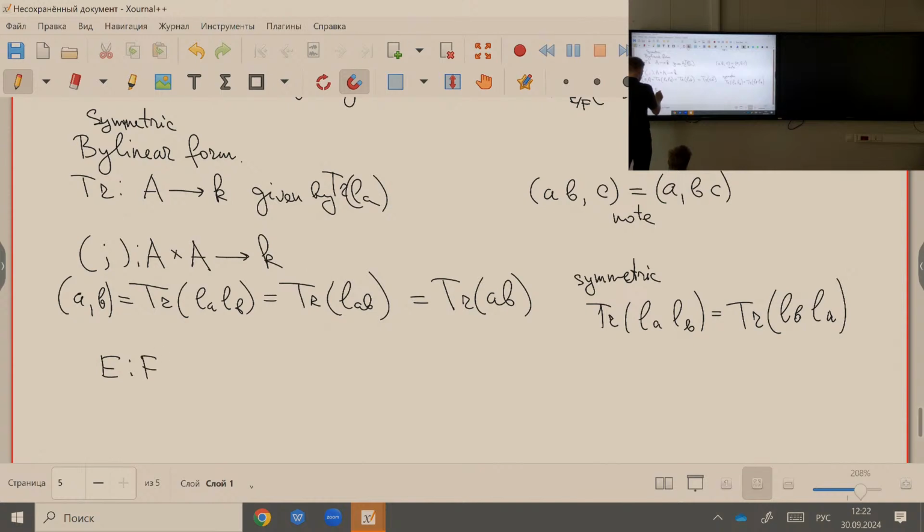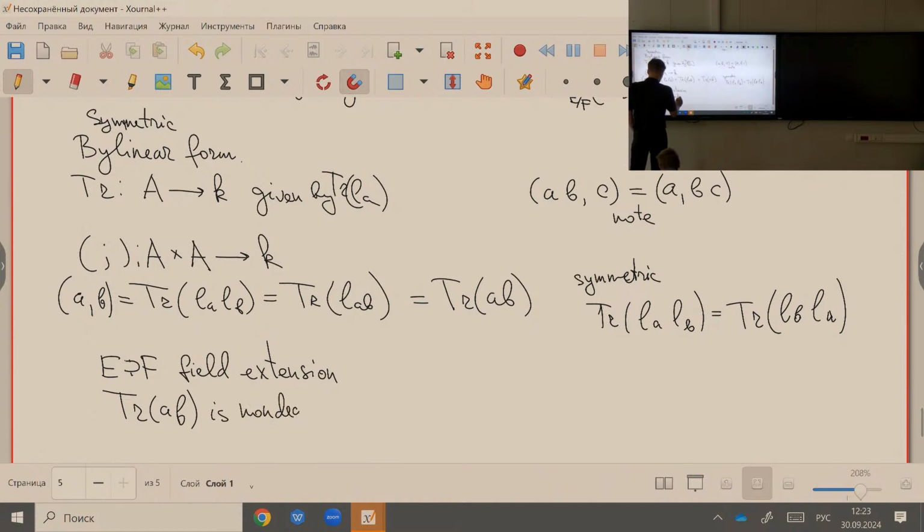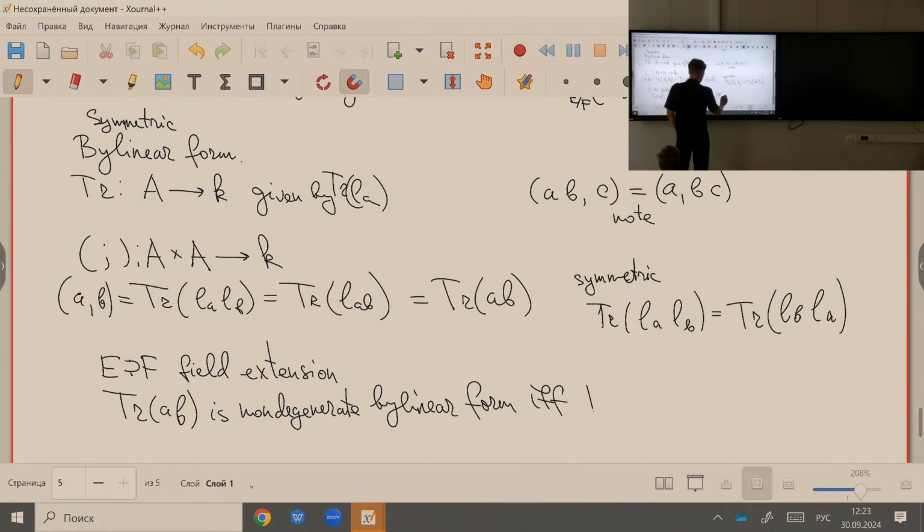So E over F is a field extension. Then the trace form AB is a non-degenerate bilinear form if and only if the trace map is non-zero, meaning that the extension is separable.